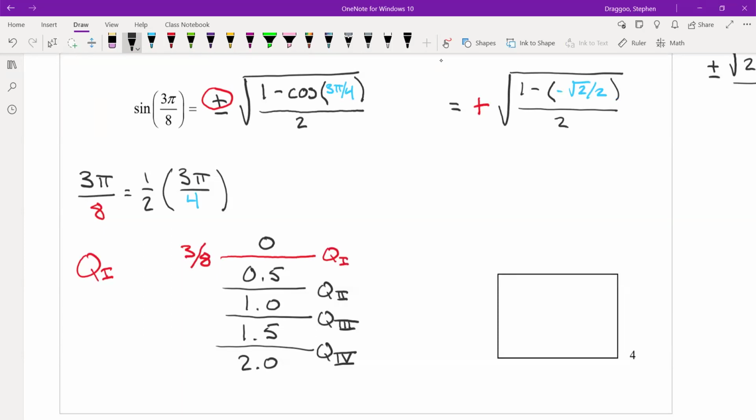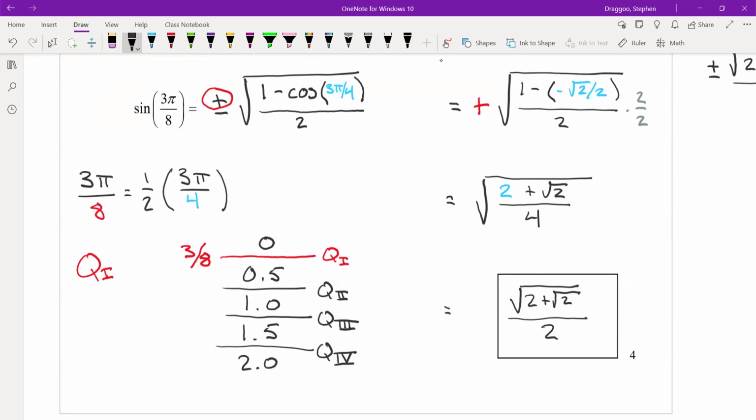And then I need to start simplifying this thing out. I've got too many denominators, so I'm going to multiply top and bottom by 2 in order to get rid of an extra denominator. So then I'm just looking at the square root of 2 plus the square root of 2 all over 4. And then the denominator simplifies to just 2, since 4 is a square number. So I've got the square root of 2 plus the square root of 2 all over 2.